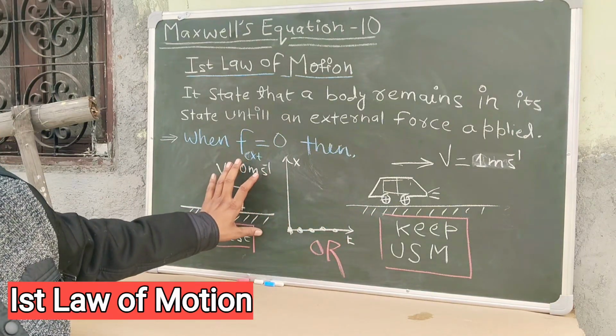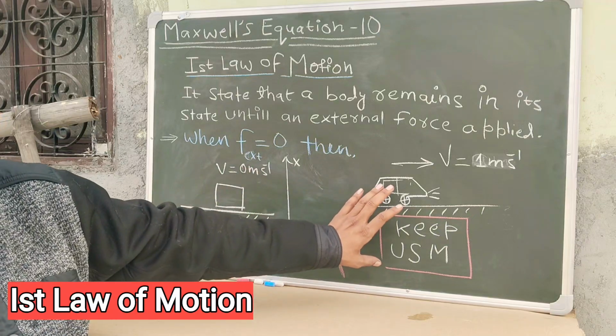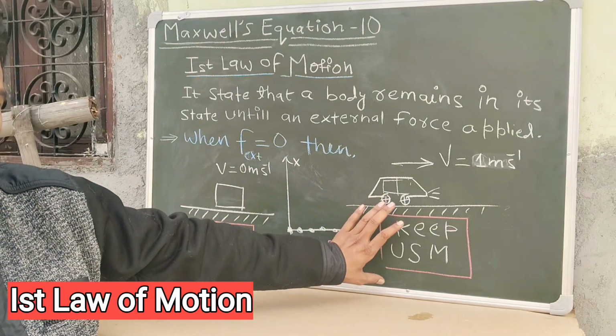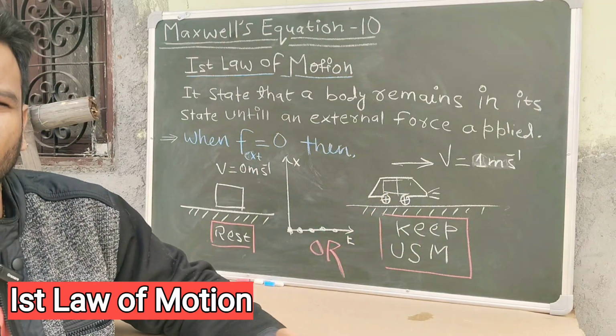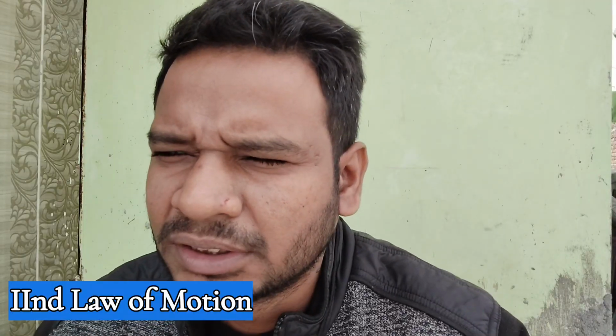If a body is at rest, it remains at rest. If a body is moving in uniform straight line motion, it keeps moving with uniform straight line motion if there is no force. And what is the second law of motion?